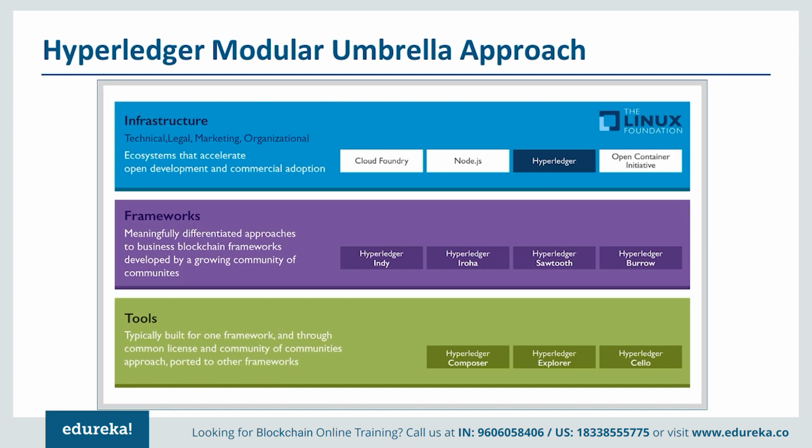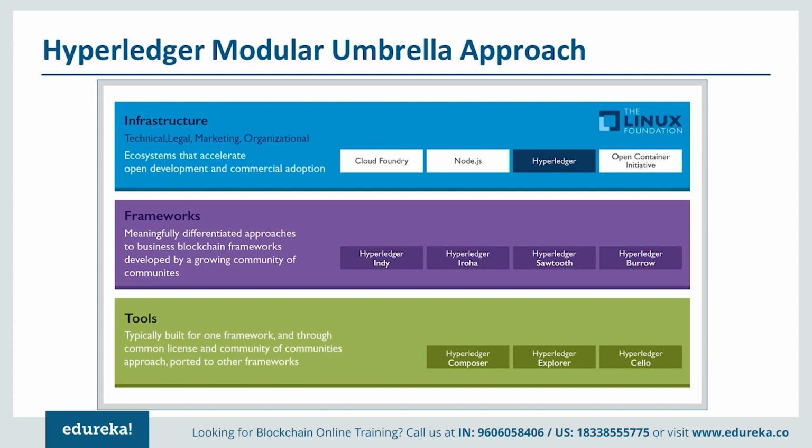Then you have different frameworks like Hyperledger Indy. Indy is mostly used in identity related blockchain implementations. Taking your identity or digital identity on a blockchain is one of the biggest use cases of blockchain. And Hyperledger Indy is specifically designed to create the identity based blockchain network. So if you want to create any kind of a KYC system, you will probably choose Hyperledger Indy as a platform rather than any other Hyperledger platform, because it is customized to create such applications.